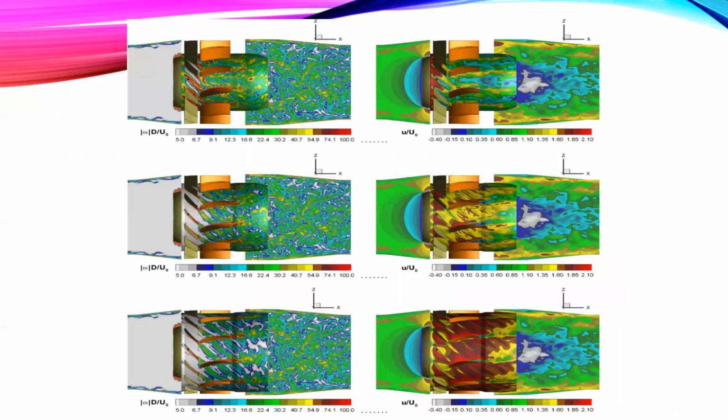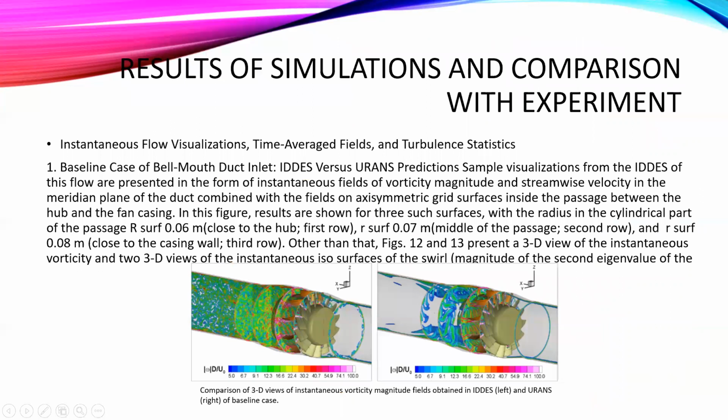These are the diagrams including all the different types of ducts and velocity differences given here. Results of simulations and comparisons with experiment: instantaneous flow visualizations with the time-averaged speeds and turbulence statistics.